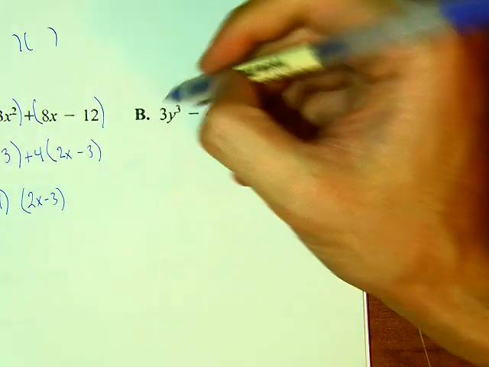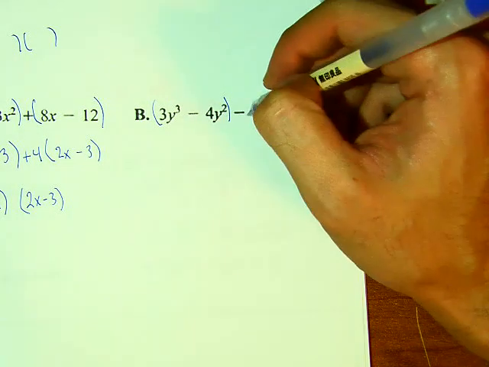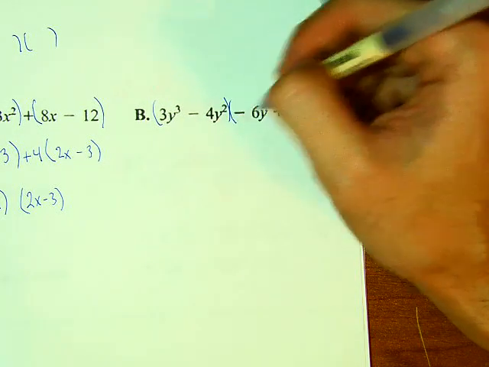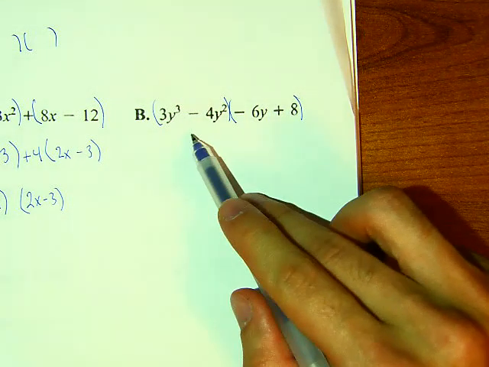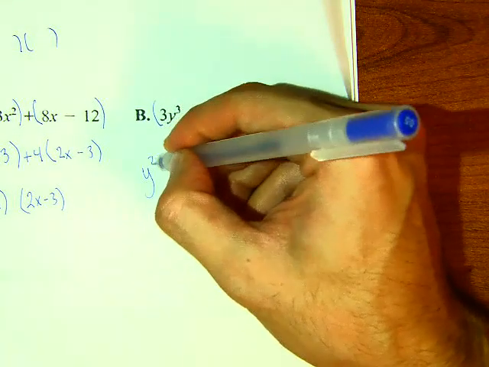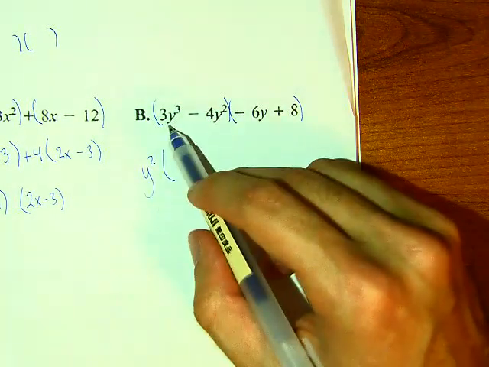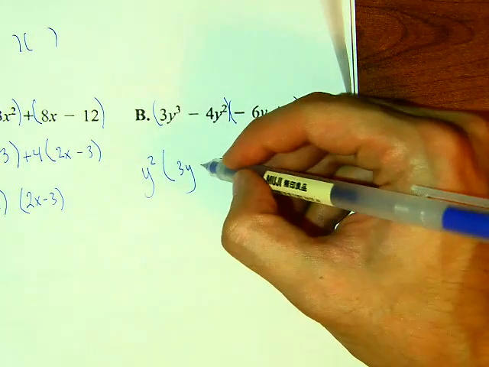What's game plan 1? Parentheses, parentheses. And careful over here. Remember, you're including that negative in the parentheses. Parentheses, parentheses. So, what's the GCF of 3y cubed and minus 4y squared? It should be y squared. And if you divide y squared into this, you get 3y. And divide y squared into this, you get minus 4.